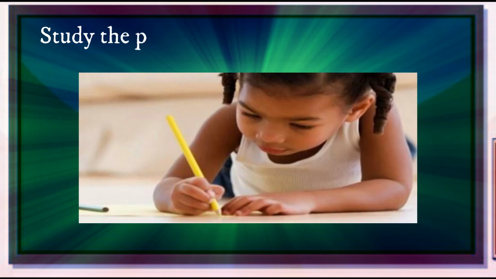let's study the picture. Now that you have learned the elements of visual media, interpret the meaning of this picture. What do you think is the meaning of this picture? If your answer is a child busy writing or a child learning how to write, then you are correct.